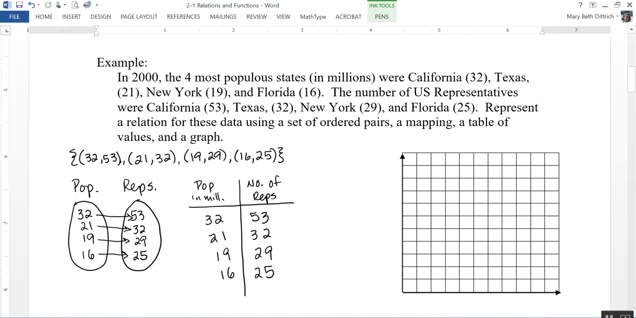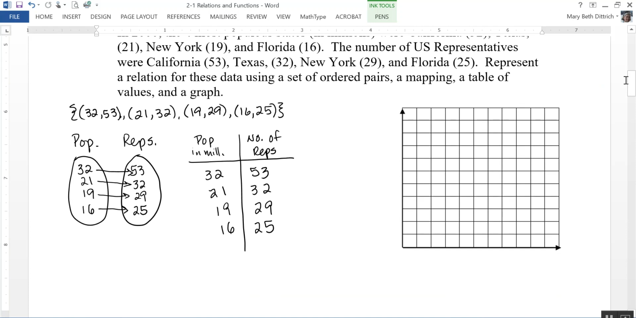Okay, and now to make this as a graph, I'm going to need to label my axes here a little bit. So across the bottom here, this is going to be my population in millions. Let me move that down a little bit. Sorry about that, because I need to label my numbers there. Okay, and I'm going to go with, my values go from 16 to 32, so I'm going to go 10, 20, 30, 40, 50. That should be plenty. Across the bottom, and then over here I need number of representatives.